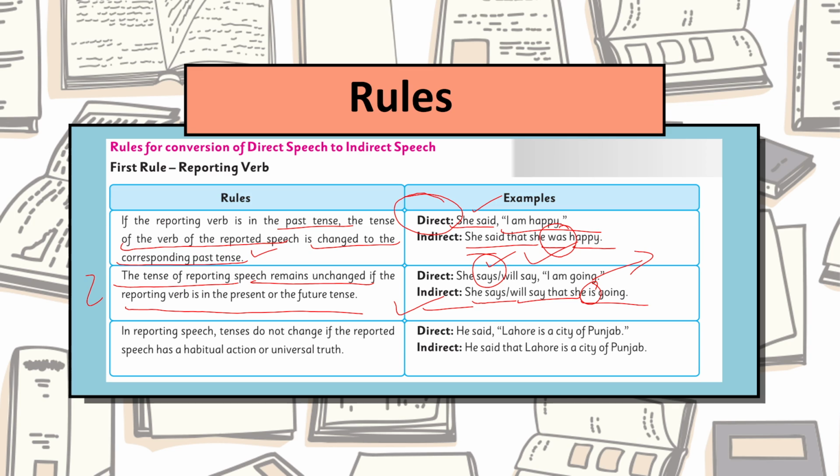In reporting speech, tenses do not change if the reported speech has a habitual action or universal truth. So, if something is happening out of routine, out of habits, or it is a general or universal truth, then you will not change the tenses. For example, he said Lahore is a city of Punjab. He said that Lahore is a city of Punjab, not was. Was will be incorrect over here because indeed Lahore is a city of Punjab. It is a general recognized truth. So you will not change the tenses.